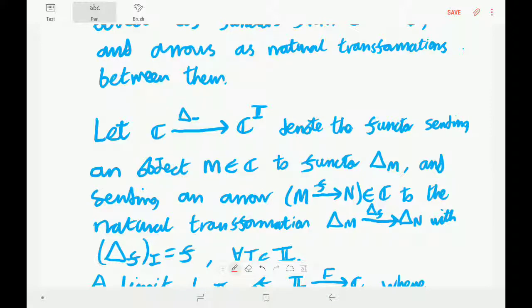So now we're building up more general terminology because we really want to express limits as universal morphisms or terminal morphisms. So for that, we're going to need something a bit higher level, which is called this diagonal functor, or delta blank. So delta blank is a functor from C to this functor category, C to the power of I. And it's defined so that it sends an object M of C to delta M, and it sends an arrow f from M to N in C to this natural transformation delta f from delta M to delta N.